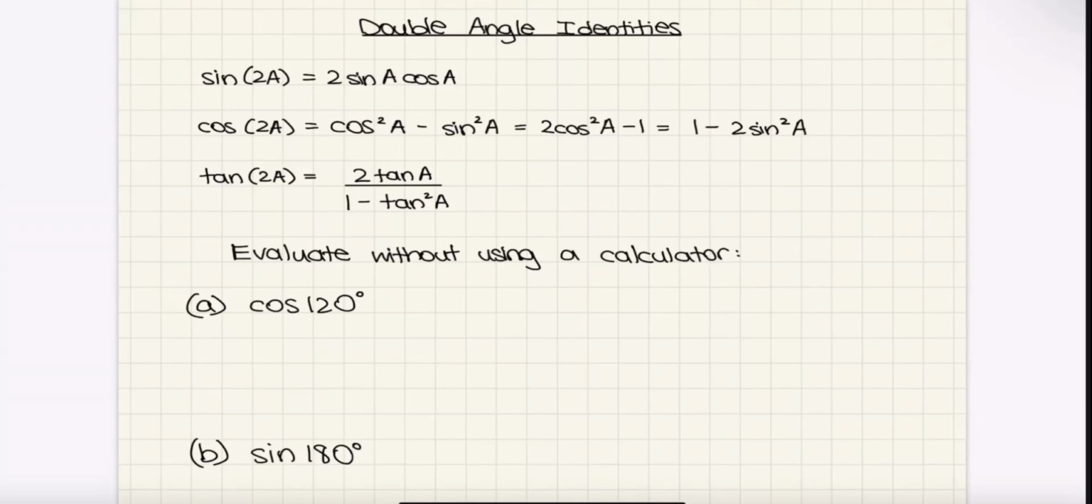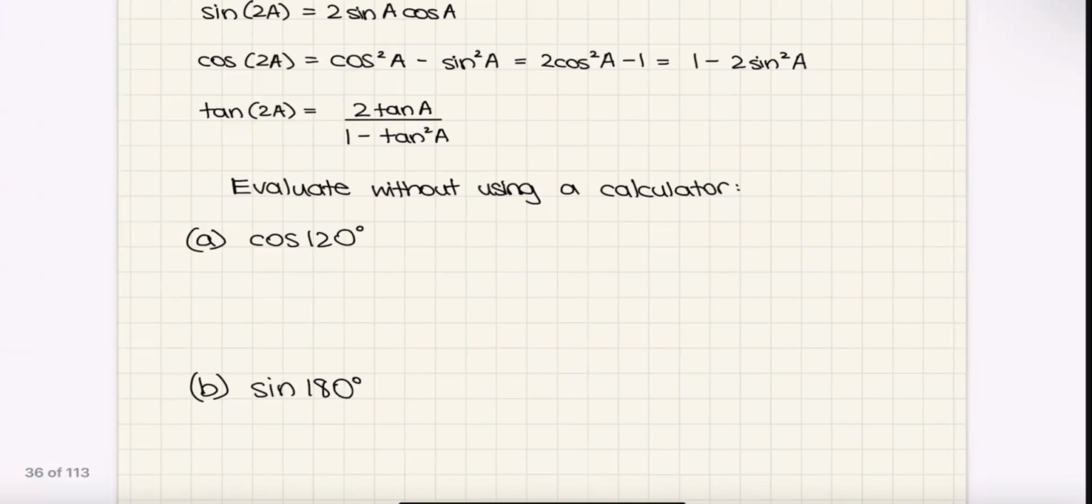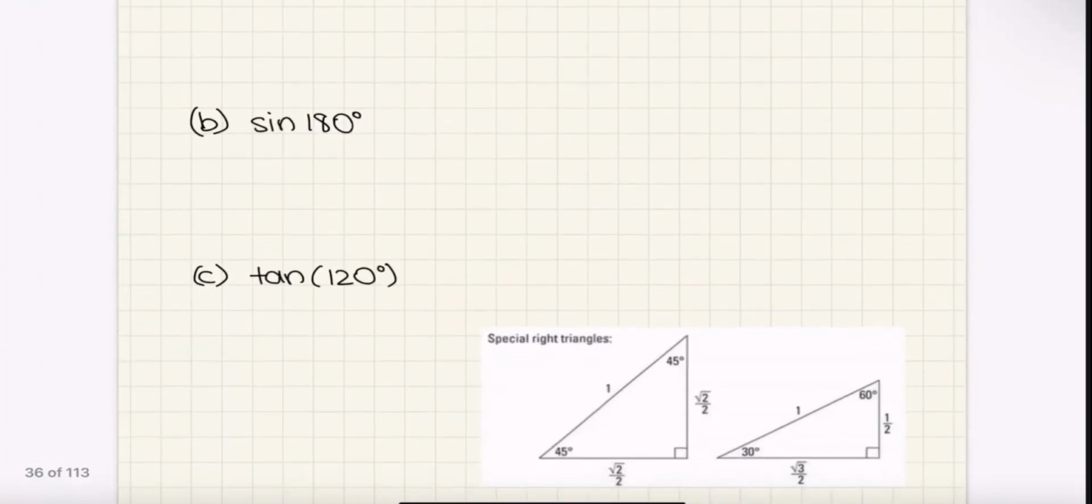Welcome back, everyone. Today we're going to be using the angle identities in order to evaluate these three things without a calculator. We may also use other techniques like special triangles as well. We may also use the unit circle and just also what we know about the parent function of the sine, cosine, and tangent sinusoidal functions as well.